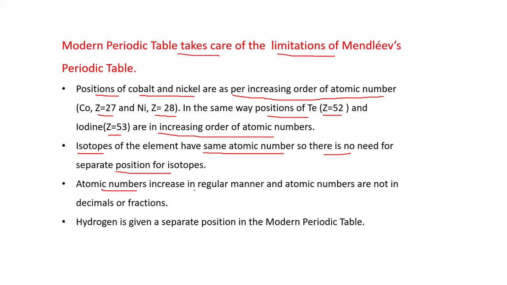Atomic numbers increase in a regular manner and are not decimals or fractions. Hydrogen is given a separate position in the modern periodic table. In this way, the modern periodic table removes the limitations of Mendeleev's periodic table.